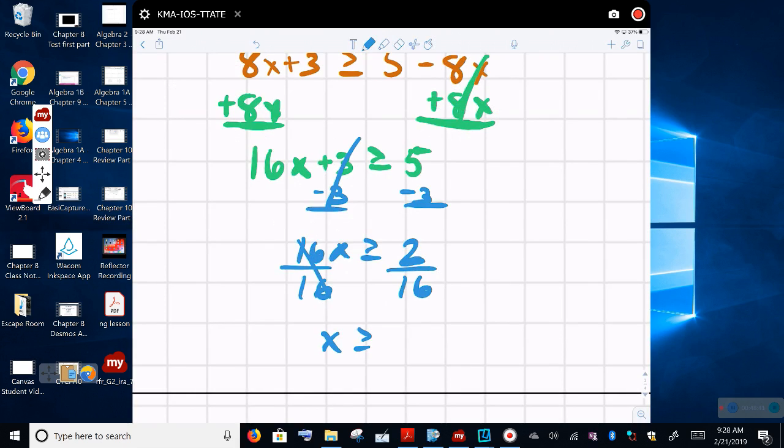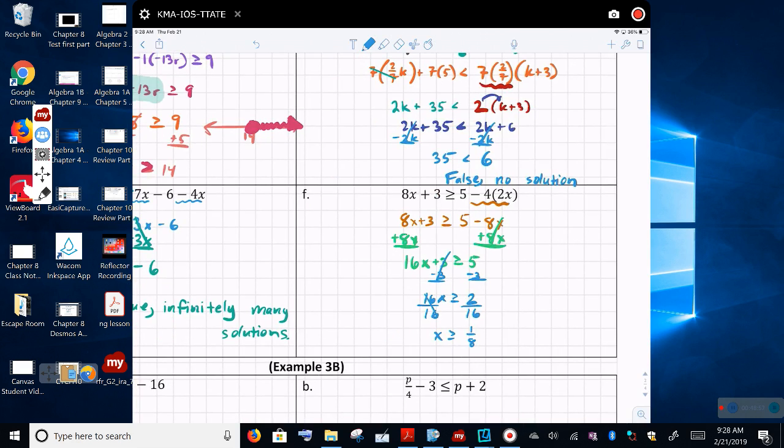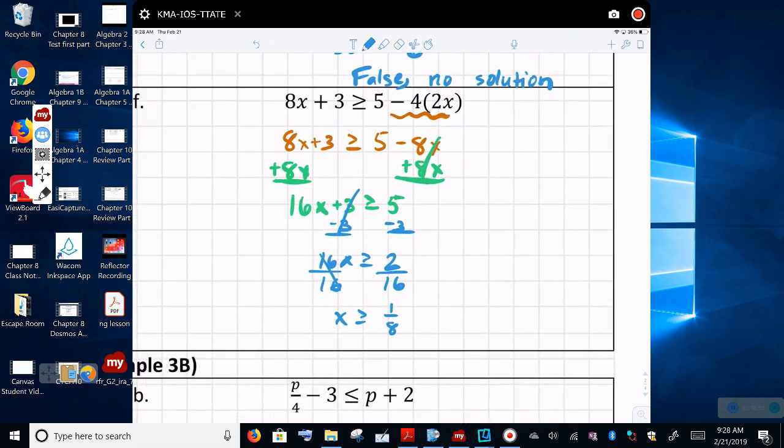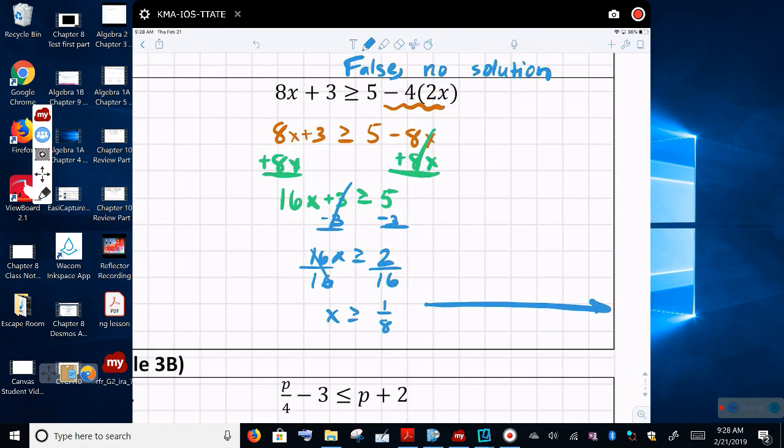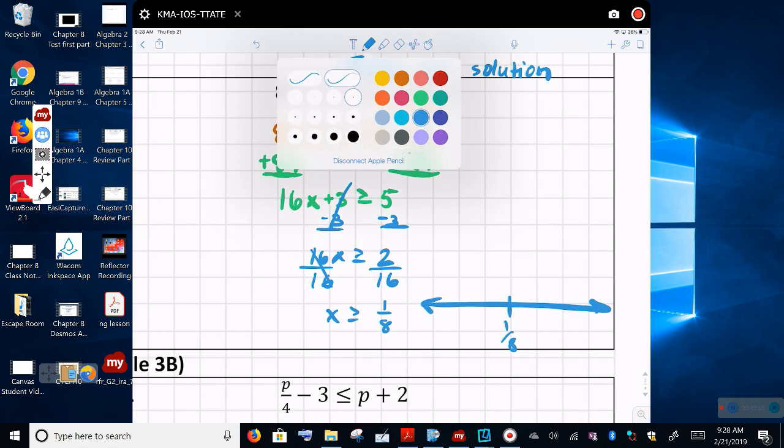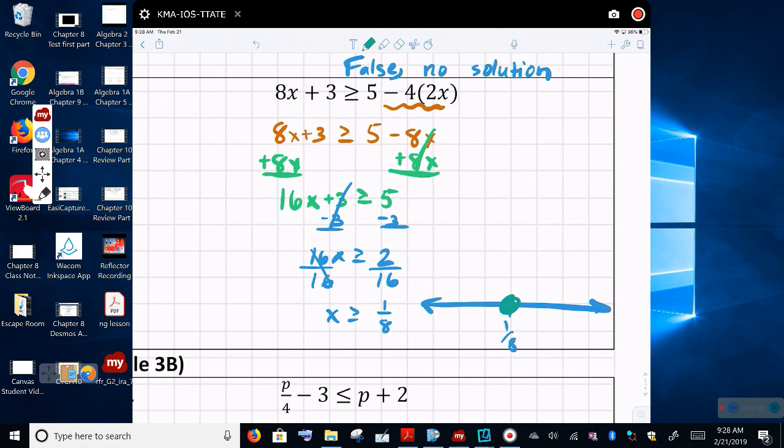2 over 16, how can I reduce that? 1/8, yeah. They are both divisible by 2. So for full credit, I would be looking for you to go that one extra step and simplify your fraction. I could graph this one. The only number I care about is 1/8, which would be a closed circle, and then I shade to the right.